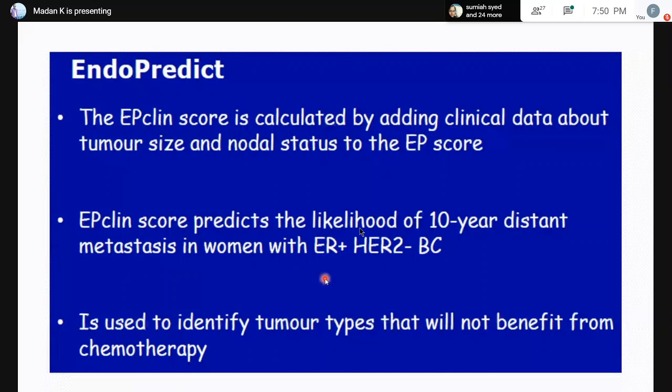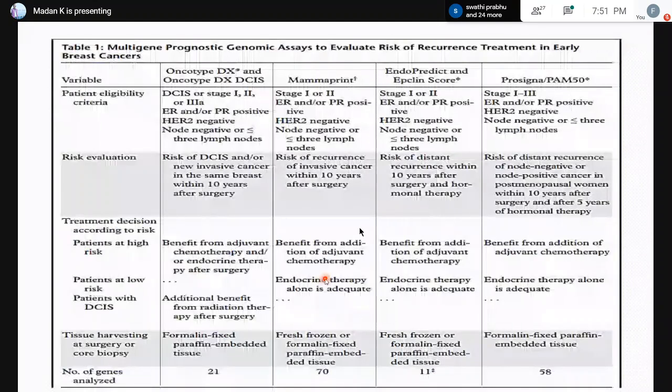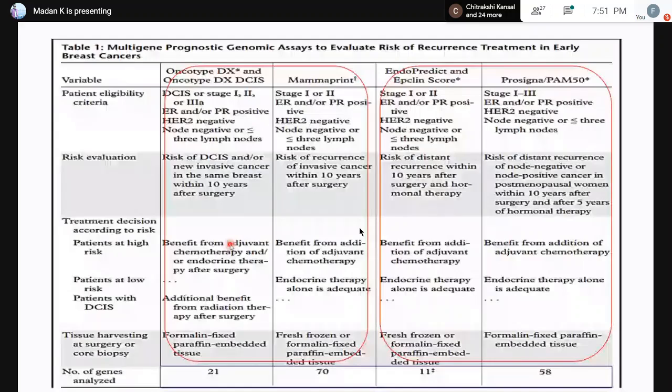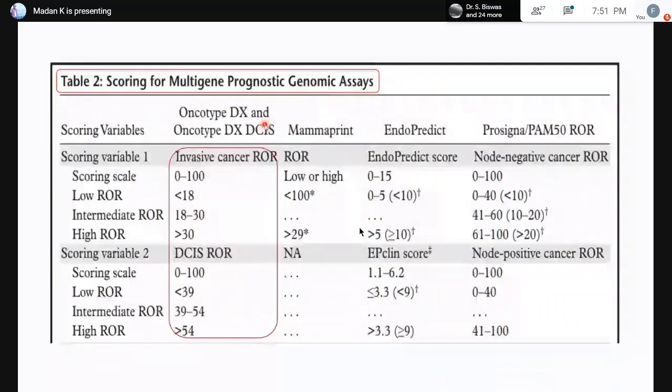So this table summarizes the most commonly used multi-gene signature assays with the variable number of genes analyzed here, and Oncotype and MammaPrint being the first generation assays, both being approved by ASCO and ESMO, and the other two being EndoPredict and PAM50. And these are the various scoring systems in the multi-gene signature assays mentioned in the previous slide. So if you see here, the scoring system varies between invasive and in situ carcinoma. This is the scoring system for Oncotype. You see the cutoff is different for invasive as compared to the in situ carcinomas.